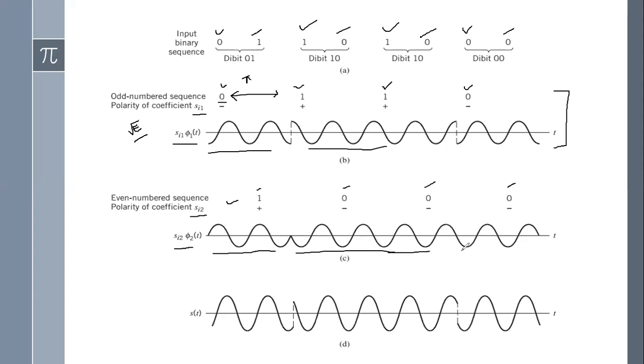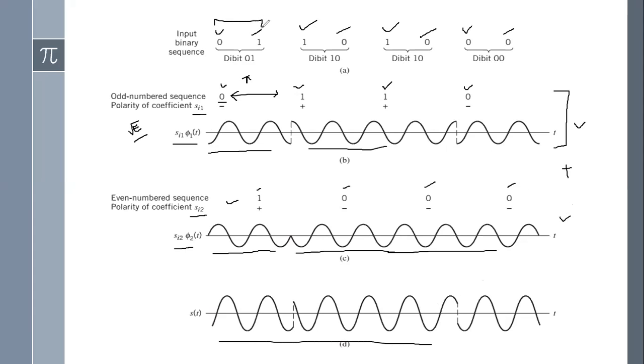So this is how we represent 1 and 0 in the odd number sequences and even number sequences. Individually, I have modulated both these bits: odd bits with basis function phi1, and even bits with basis function phi2. Once this modulation with two different basis functions is over, we simply add these two signals, and I get this QPSK signal which represents 0 1.